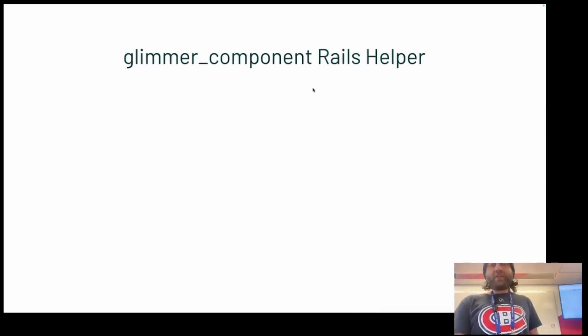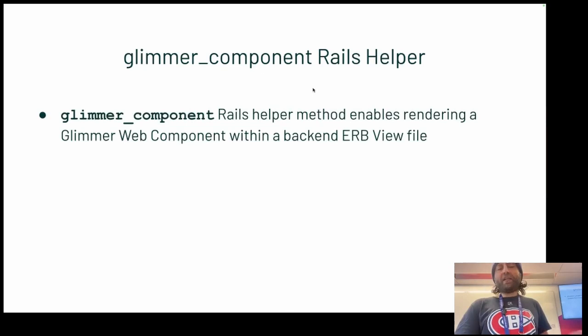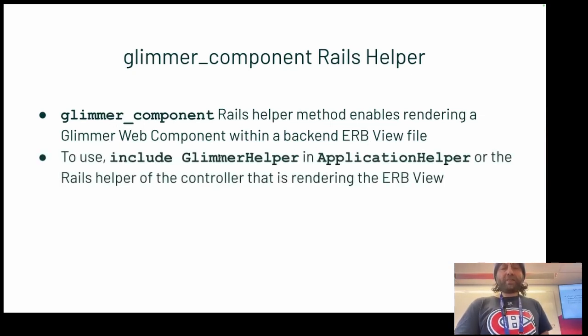The Glimmer component Rails helper enables us to embed any Glimmer front-end component inside a Rails ERB template, because Rails uses ERB for the view files. So I can use the Glimmer component helper to embed Glimmer front-end HTML within ERB files. This is very similar to React component for people that have used React with Rails. In React, we say React component. In Glimmer, we say Glimmer component. It's the same exact thing.